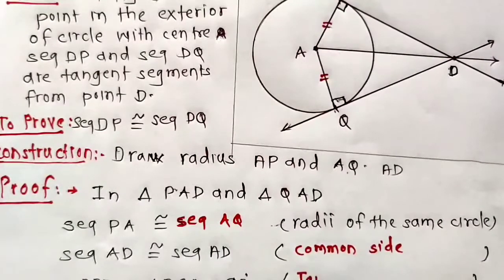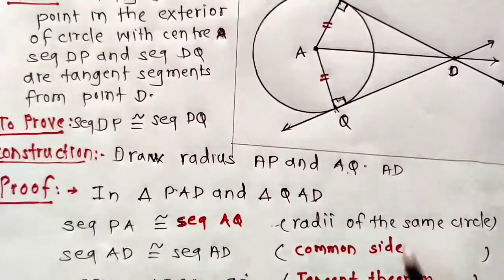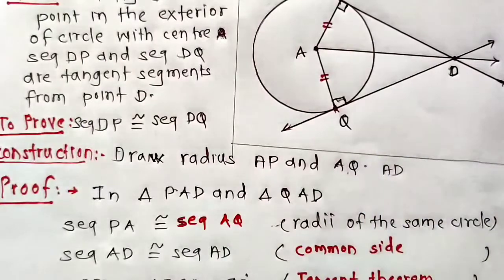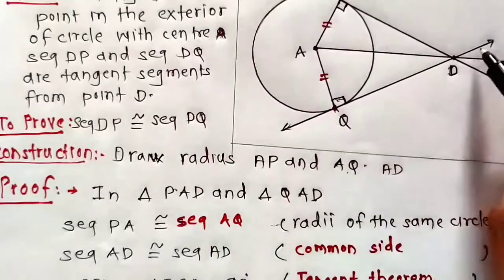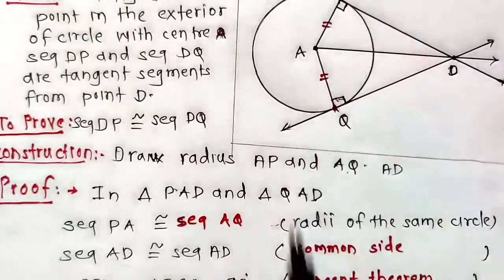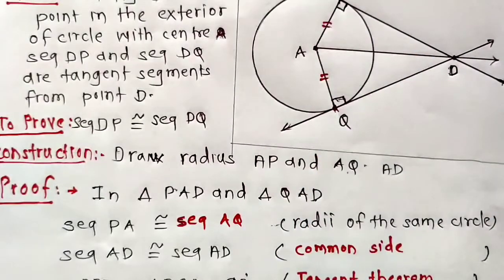Tangent theorem. That is called tangent theorem. What is the tangent theorem? The radius drawn at the point of contact is perpendicular to the tangent. Therefore, this angle is 90 degrees, this angle is 90 degrees. So both are right angle triangles. Now we get the tangent theorem.